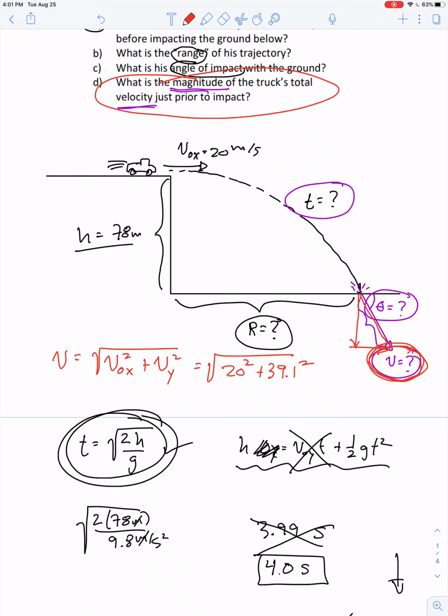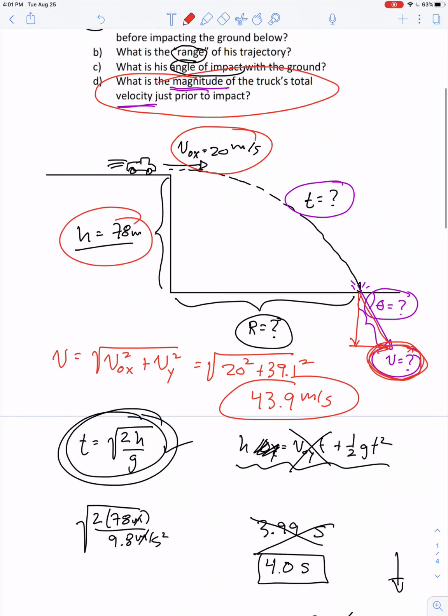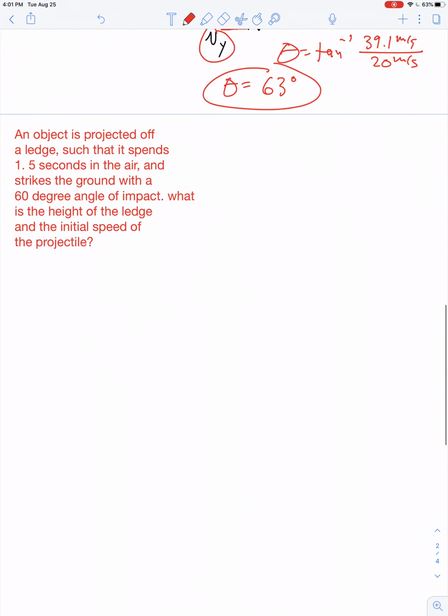And we get 43.9 meters per second. Okay, so there's a lot you can determine just based on knowing the height and the speed that a projectile flies off the edge of a cliff or a tabletop or any type of ledge such that it's projected horizontally. Let's do one more problem and we'll wrap it up.